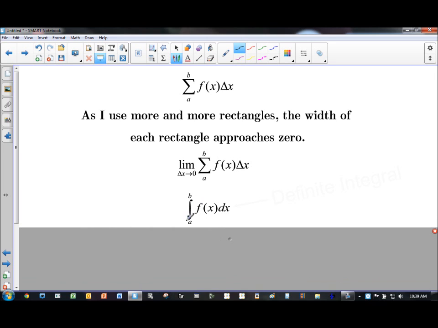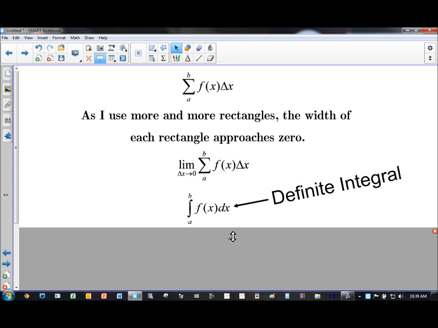All right? When that happens, the notation for that is this, with that funky little s in front. My lower and upper limits are the same, f of x is the same, but now since delta x is approaching 0, instead of just being a small change in x, it's going to be an instantaneous change in x. That's going to be called dx instead of delta x. That's just notation. And what this is called is the definite integral.